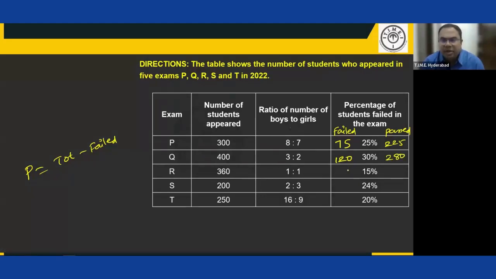280 passed. 15%, 36 plus 18, 54 failed. Pass means 360 minus 54, it is 306. 24% means 48 failed. 200 minus 48 is 152 passed. 20% means 50 failed. 250 minus 50, 200 passed. Hope I have cleared your query, Mauli Priya.